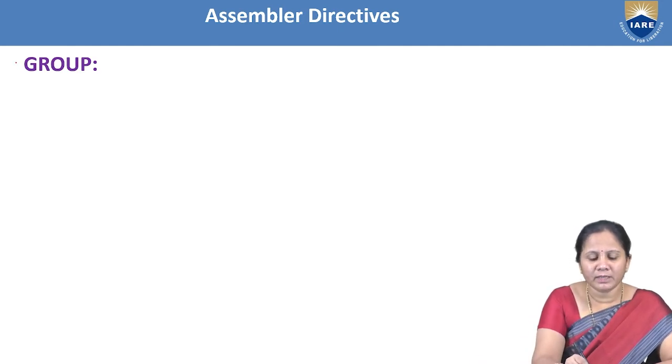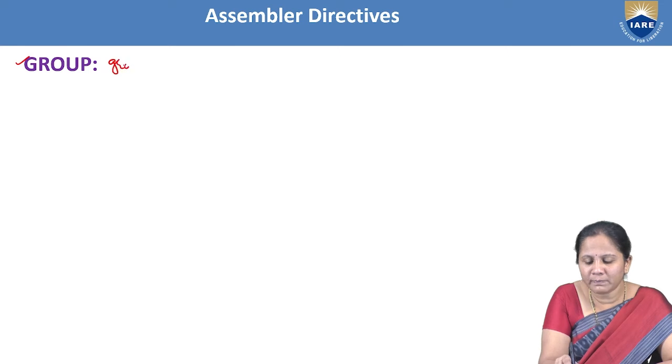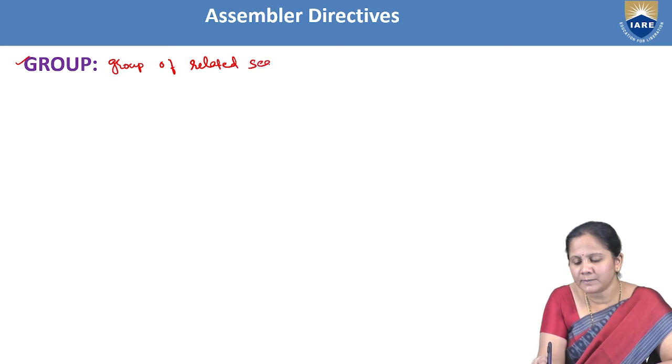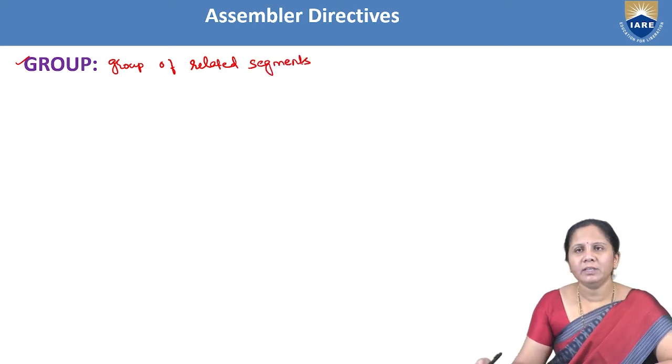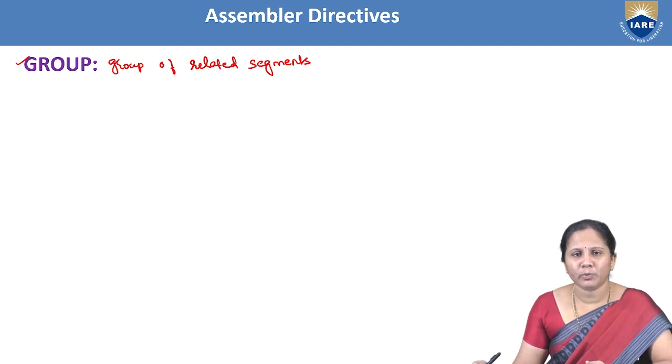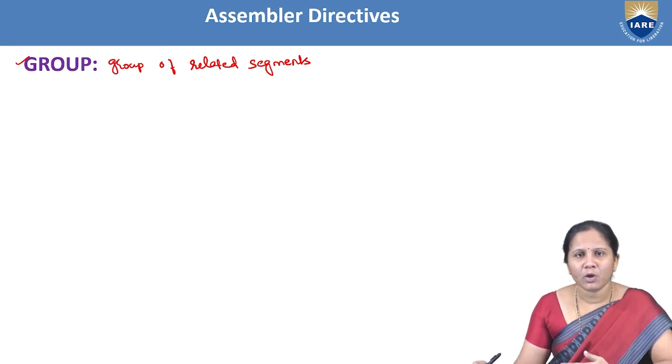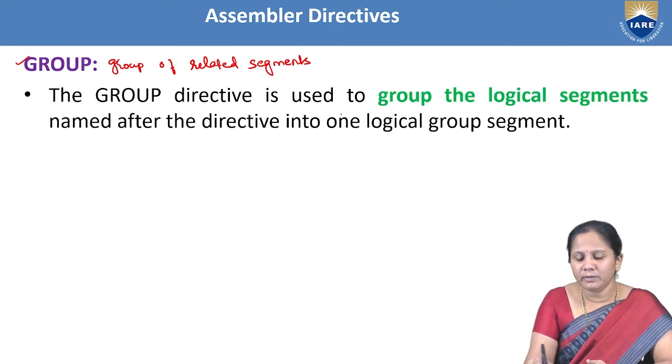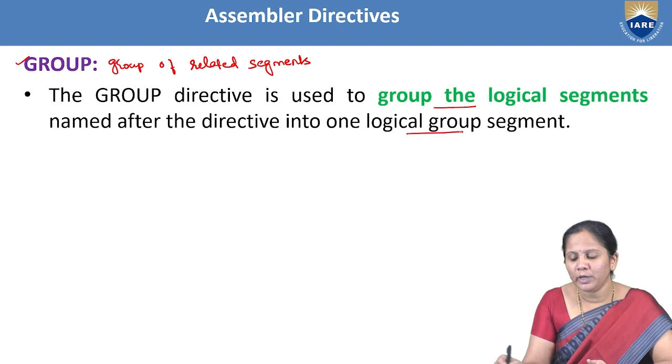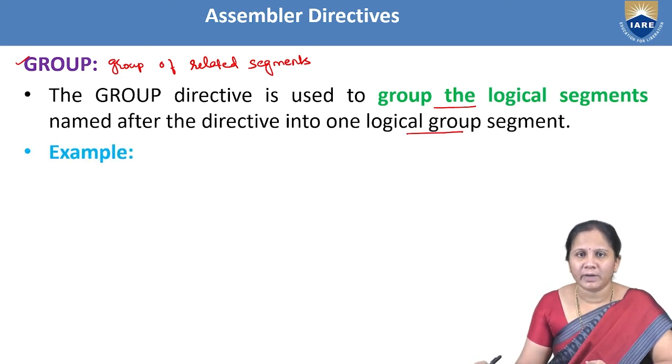And next assembler directive is GROUP. Here group represents a group of related segments. When this GROUP assembler directive is used in the program, it is going to declare all the segments as one logical segment and generate one exe file. The GROUP directive is used to group the logical segments named after the directive into only one logical segment, and then it is going to develop the exe file.